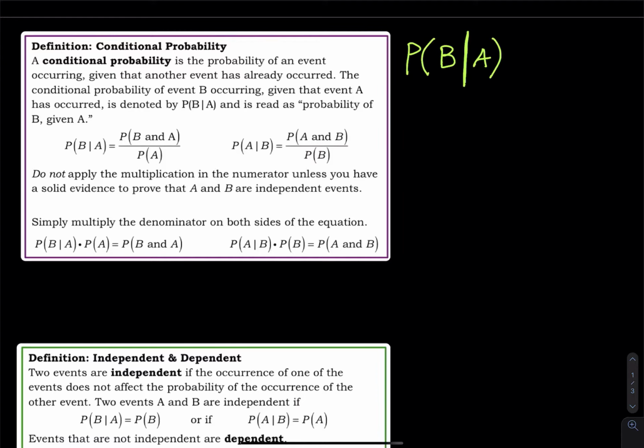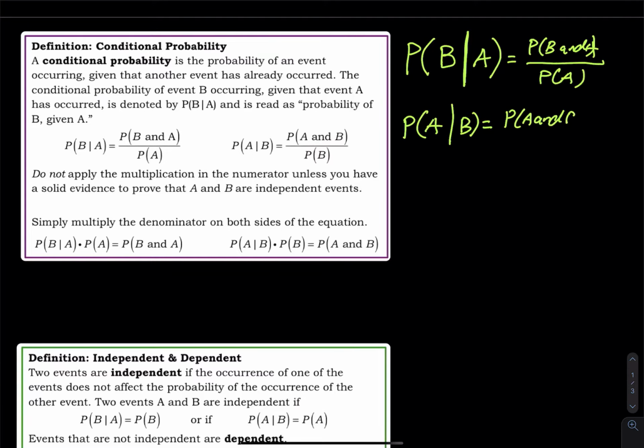So there are two formulas. If you are looking for B given A, then that is the probability of B and A divided by the probability of A. If you are looking for the probability of A given that B has already occurred, that equals the probability of A and B divided by the probability of B. All right. So these are two probability rules for conditional probability.